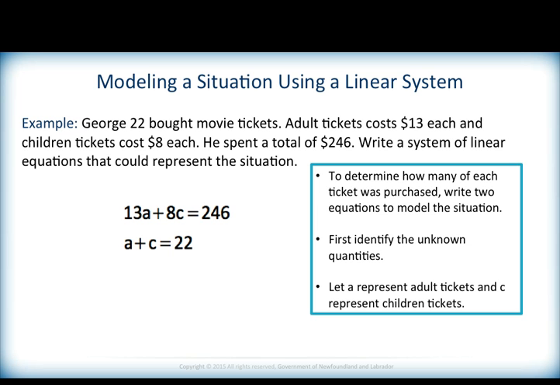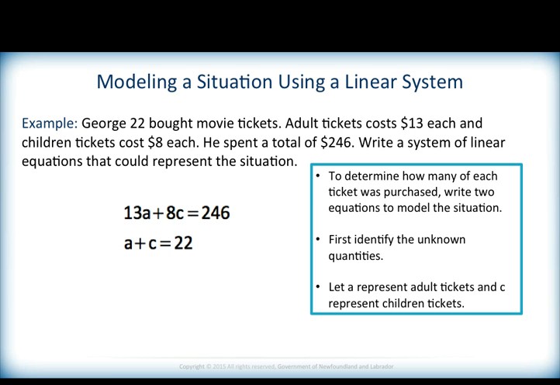So how can we model a situation using a linear system? In our example here, George bought 22 movie tickets. Adult tickets cost $13 each, and children's tickets cost $8 each. He spent a total of $246. Write a system of linear equations that could represent the situation.